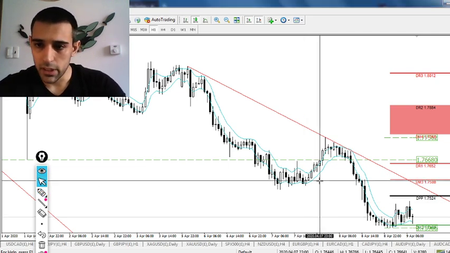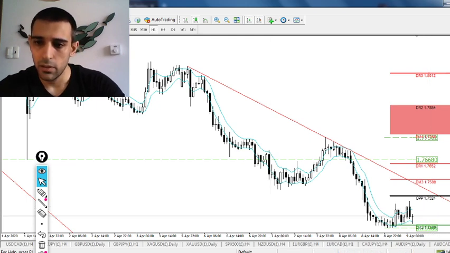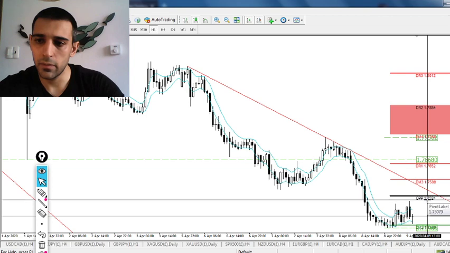So we got these two options. The first potential entry will be at the 174.80 zone up here. 174.80. That will be the first entry in here.